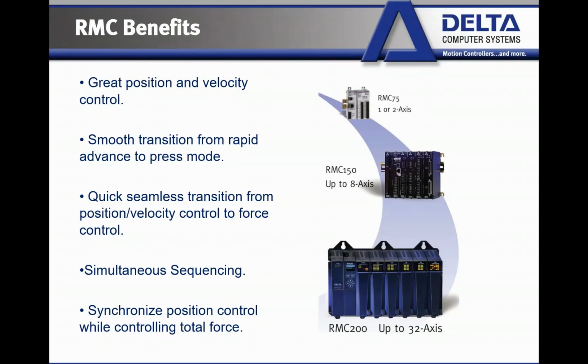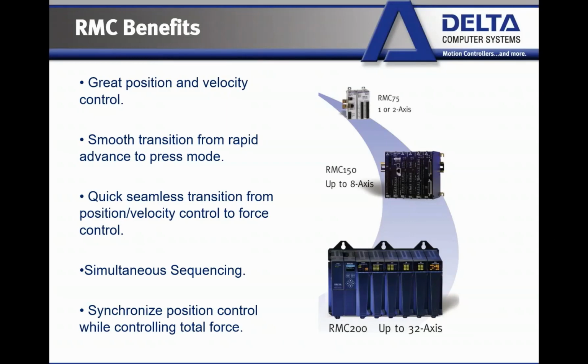Some things that you may or may not be familiar with are that we are very good at doing a smooth transition from a rapid advance to a press mode. So we're able to control that rapid advance, moving quickly up until right before you're making contact with your part, right? Bringing those production times down, bringing your cycle time down, and getting you as much throughput as you can.